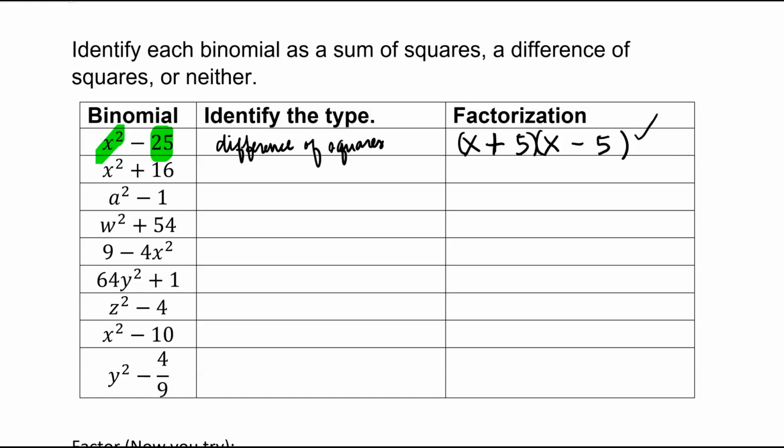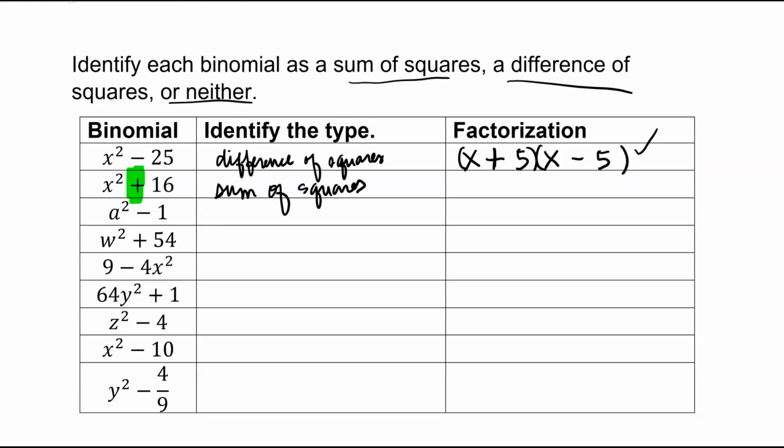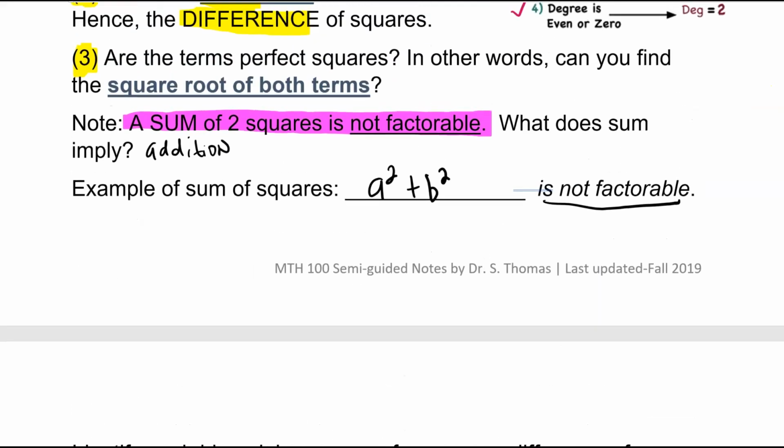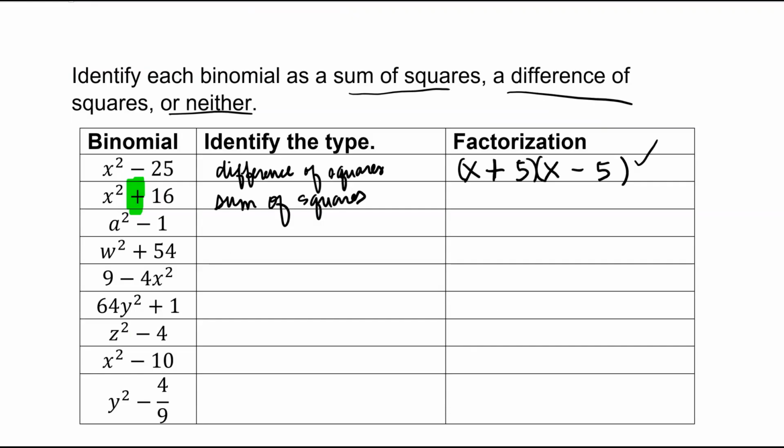Okay, next. X squared plus 16. Identify the type as a sum of squares, difference of squares, or neither. This is actually a sum of squares. And what does sum imply? Addition. It's a sum of squares because of this plus sign here. And what did we say about the sum of squares? So let me go back to it, just in case you already forgot that we said that a sum of squares is not factorable.